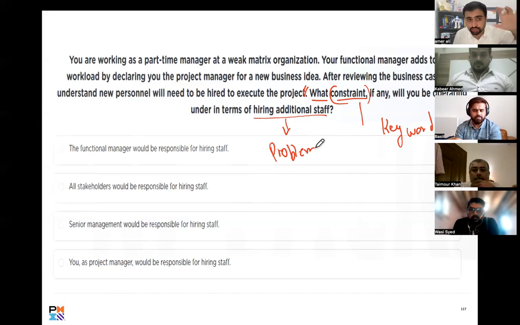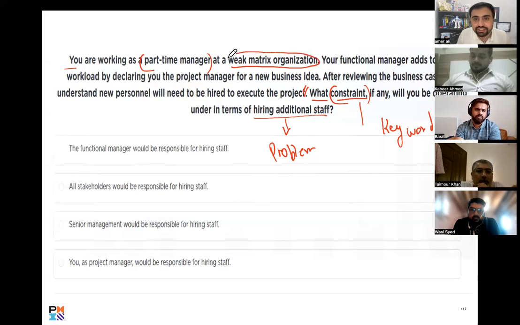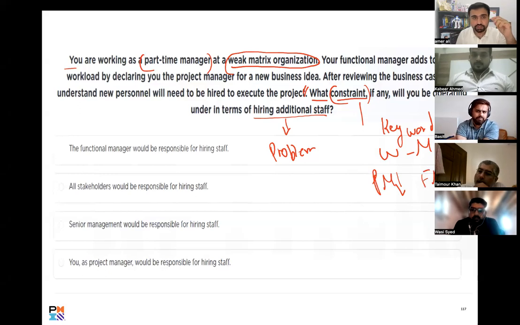Let's read the question now. You read the last line, now the question. You are working as a part-time manager where? Keyword: weak matrix organization. Now we know that in weak matrix, project manager does not have power. The keyword tells us functional manager has power. We know that this is the weak matrix. So this is a very important keyword.